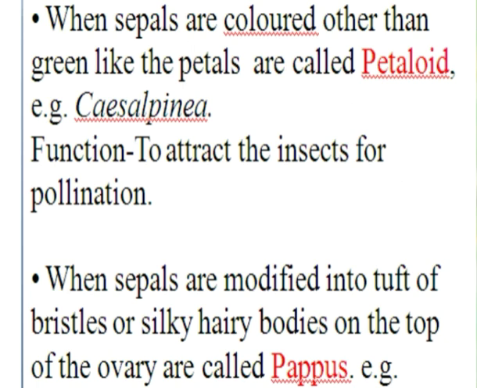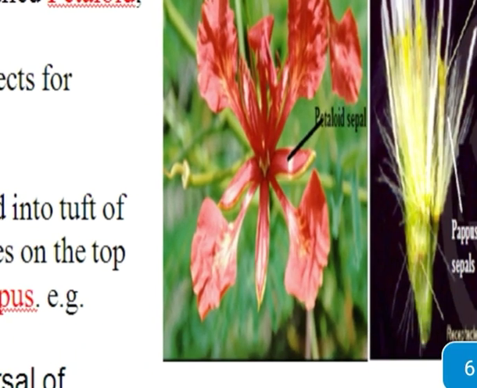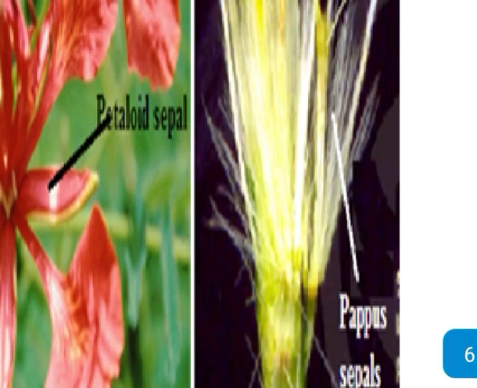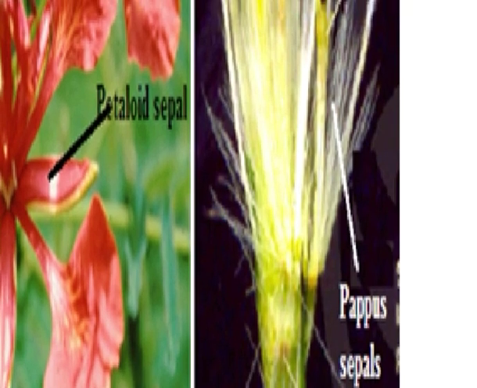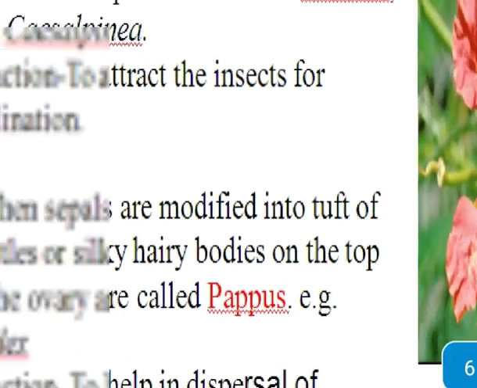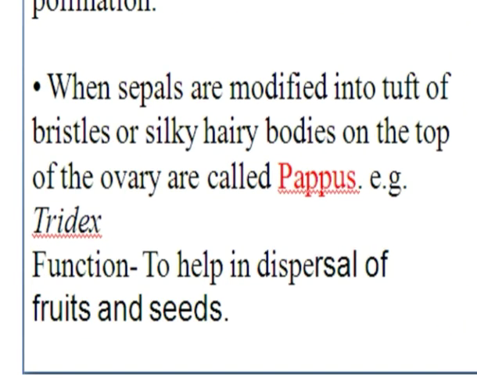Another modification is when the sepals are modified into tufts of bristles or silky hairy bodies on the top of the ovary, they are called the pappus. Example, Tridax or sunflower. Look here. All the sepals are like silky bodies or silky hairs, and they are called the pappus. It is again a characteristic feature of the family Asteraceae or Compositae. The main function of this pappus calyx is to help in dispersal of fruits and seeds.